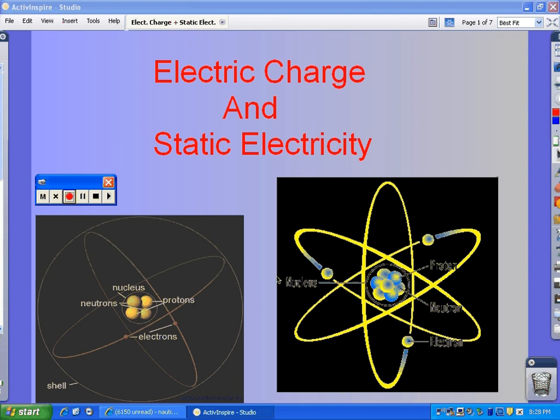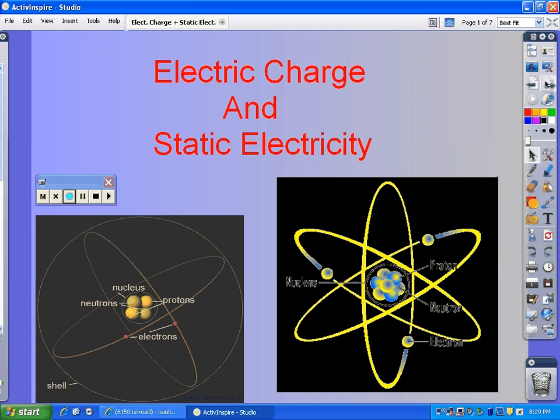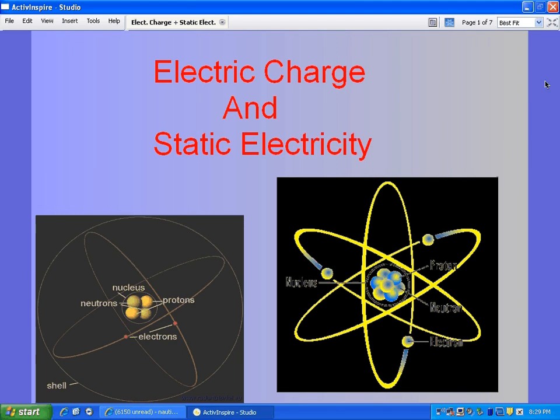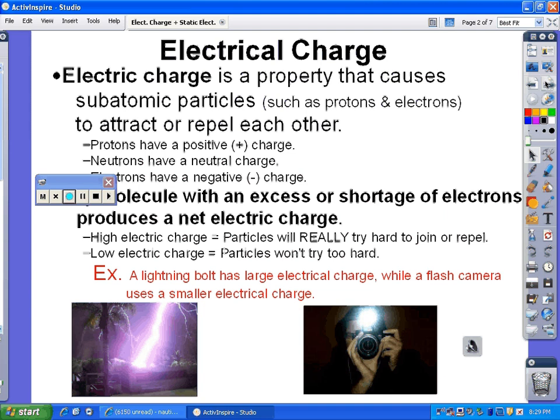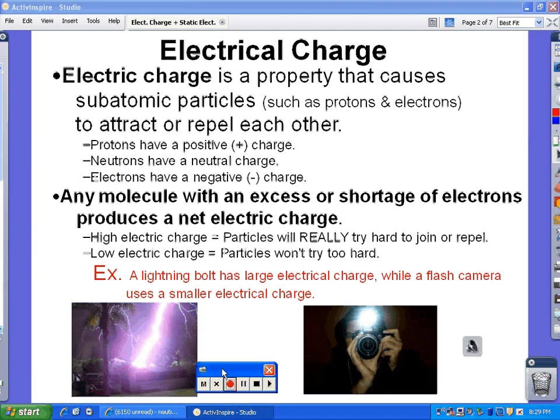Okay, welcome to the electric charge and static electricity review video. I'm going to start by advancing this. Pictures of the atom are here because the atom is crucially important with electric charge, because electricity has to do with one particle mainly, and that particle being the electron. Charged particles overall, but the electron is the main culprit.